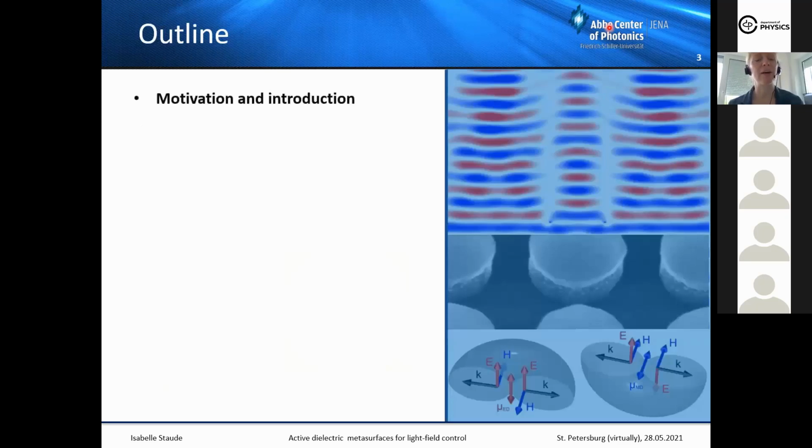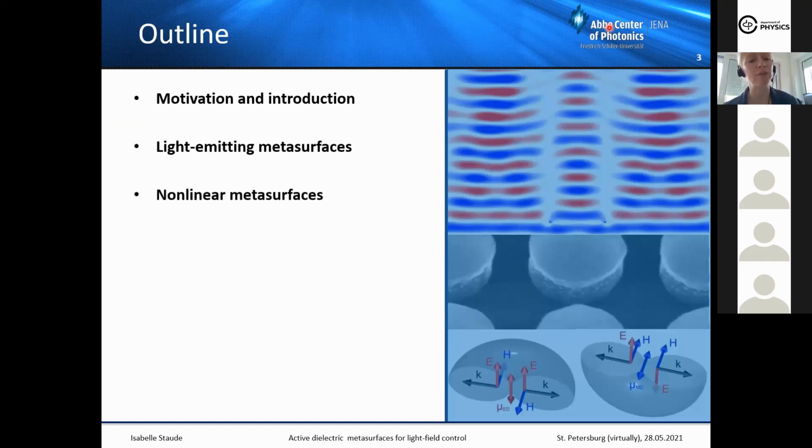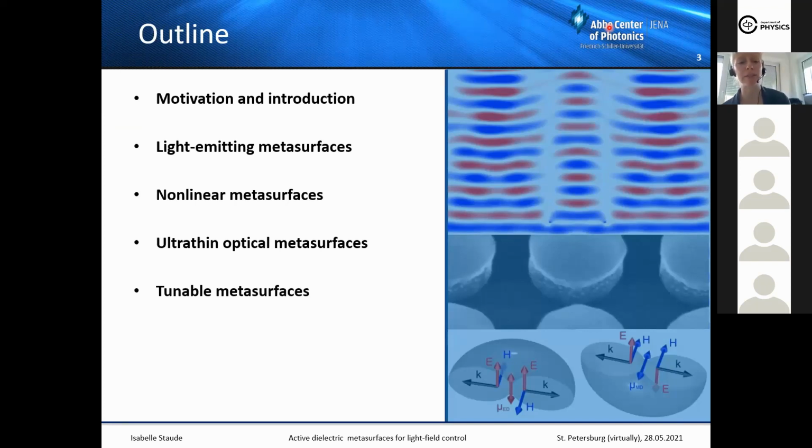All right, so the outline of my talk is, there will be some motivational introduction. Maybe some of you who have had quite a lot of interaction with me know this part. So I will introduce a bit more generally the all-dielectric metasurfaces that we are investigating, but I will try to keep it relatively short. And then we will look at different kinds of active metasurfaces. First, light-emitting metasurfaces, nonlinear metasurfaces. We will have ultra-thin optical metasurfaces. I think they don't really qualify as active, but I think it's also interesting in this context of 2D materials. And in the end, if time allows, I would also show a little bit on tunable metasurfaces.